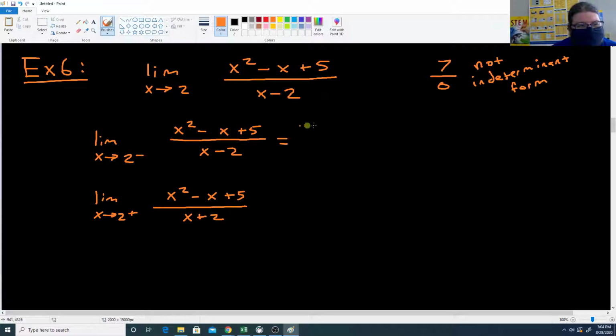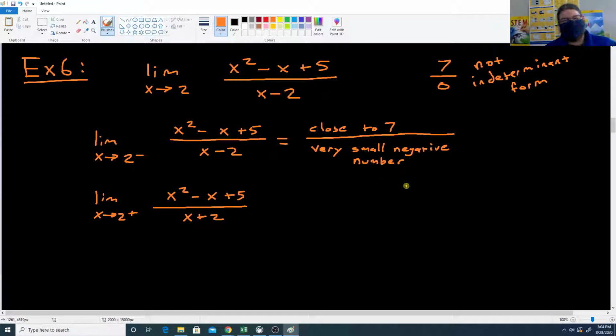So the top gets very, very close to 7. As we put numbers like 1.99999 in there, the top is basically approaching 7. The bottom, however, as we put numbers to the left of 2, we get something like 1.99999 minus 2, so the 2 is slightly bigger. So we're going to get a very small negative number. The denominator will be a very small negative number.